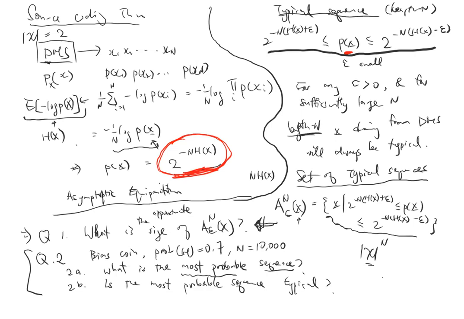Let's look at why we have the size bound again. Think of, let me write it here again: my sequence is typical if it's bounded by 2 to the minus n(H(X) minus epsilon) and 2 to the minus n(H(X) plus epsilon).